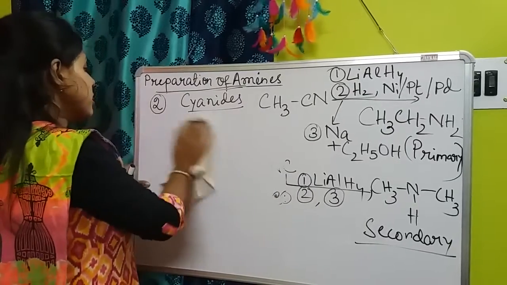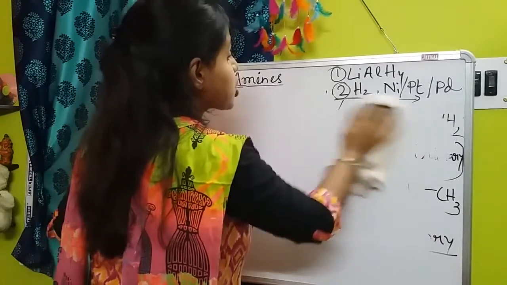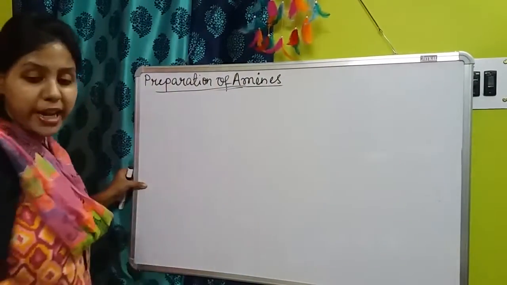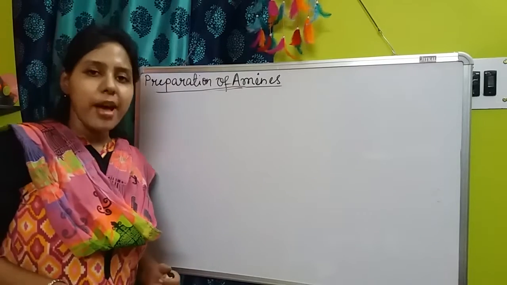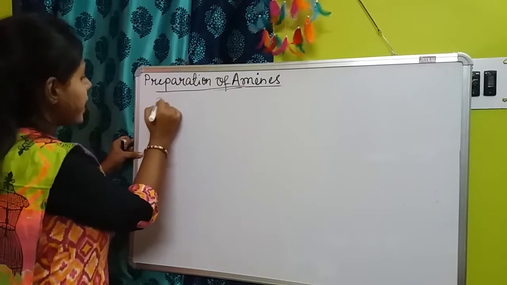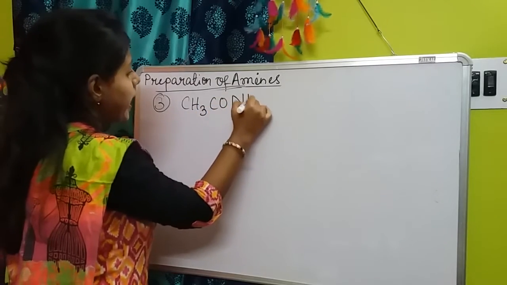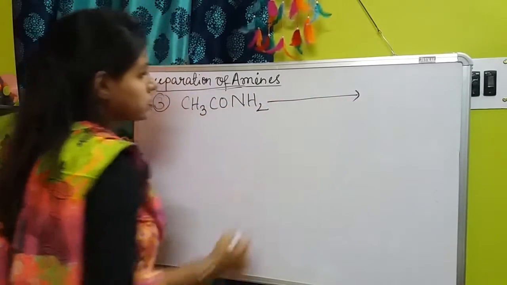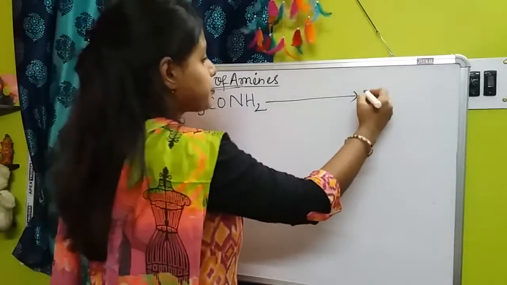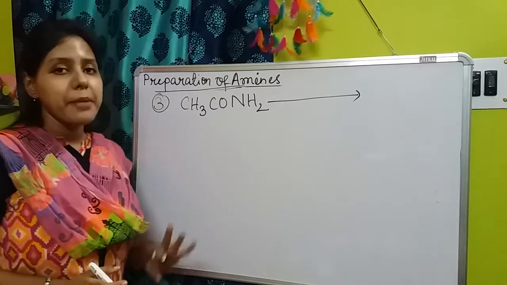Now the next example is again one reduction reaction, but here we are using amide as the starting material, and here also we can produce 3 different types of amines: primary, secondary and tertiary. Okay, so just check it out. Number 3, starting from acetamide, CH3CONH2. So from here we want to get a primary amine.